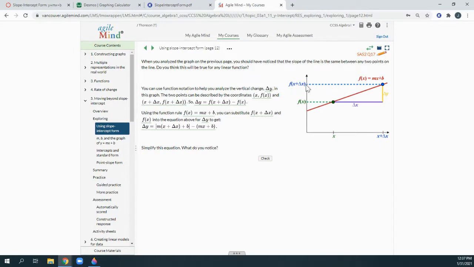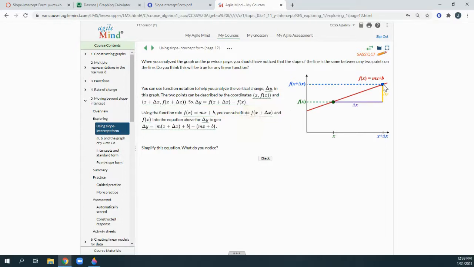So this is saying this is the height of the point where I add some to x, which makes the point also go higher on the y-axis. That's basically what this is diagramming. There's nothing more complicated than that. They're using all of these fancy things to get you used to them. You can use function notation to help you analyze the vertical change in y in this graph. The 2 points can be described by the coordinates x, f of x. Remember, y can be interchanged with f of x at this point right here, and x plus something, and f of x plus something.